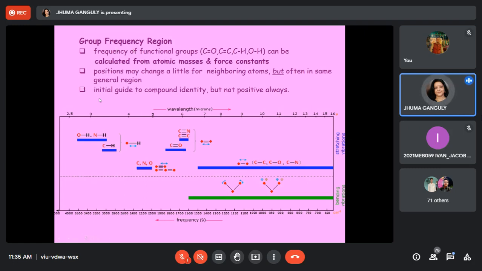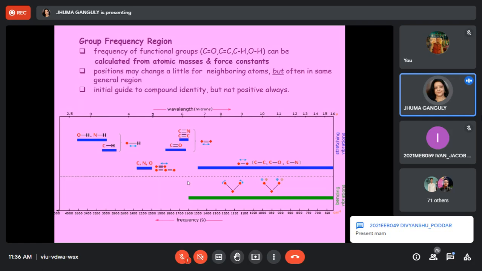This is actually the last point, the initial guide to compound identification that we need. But it is not always positive. I also write that down because sometimes, depending on the environment, maybe there is some resonance. So initially we think this is a triple bond, but because of resonance, it behaves as a double bond, and the IR shows a different structure. So that is some trial and error, or by NMR or UV we can understand slowly, but not always for an unknown sample.